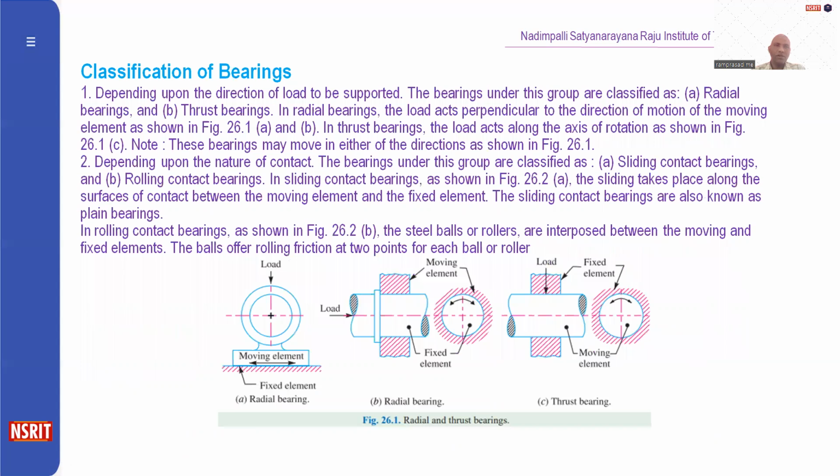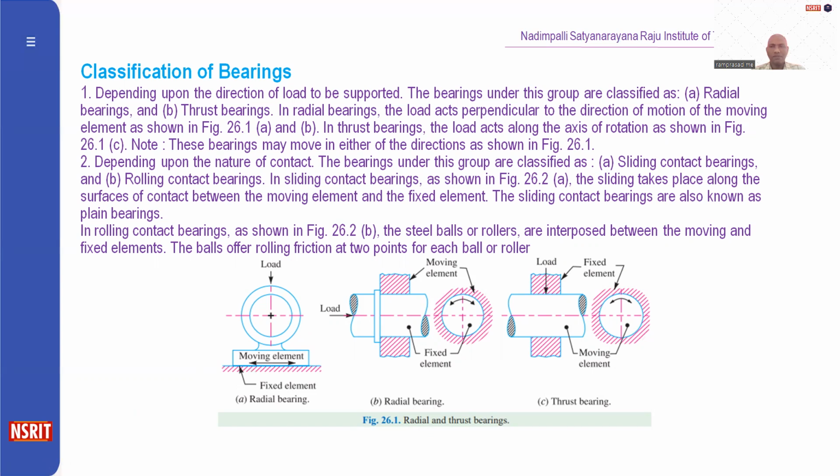Classification of bearings depending upon the direction of load to be supported. Here, first one is the radial bearing, and second one is the thrust bearing. In a radial bearing, the load acts perpendicular to the direction of motion of the moving element, whereas in a thrust bearing, the load acts along the axis of rotation. And these bearings move in either direction. You see in the diagram A, B, and C. A and B are the radial bearings, and C is the thrust bearing.